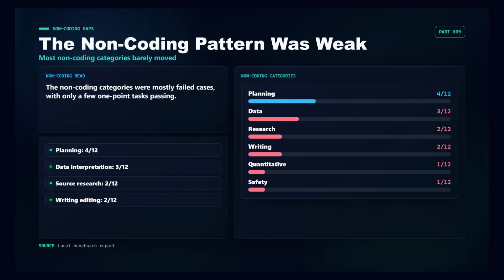Outside coding, the result looked much weaker. Data interpretation scored 3 out of 12. Planning operations scored 4 out of 12. Quantitative reasoning scored 1 out of 12. Safety policy scored 1 out of 12. Source research scored 2 out of 12. And writing editing scored 2 out of 12. Most cases in those categories failed, with only a small number of one-point tasks passing.